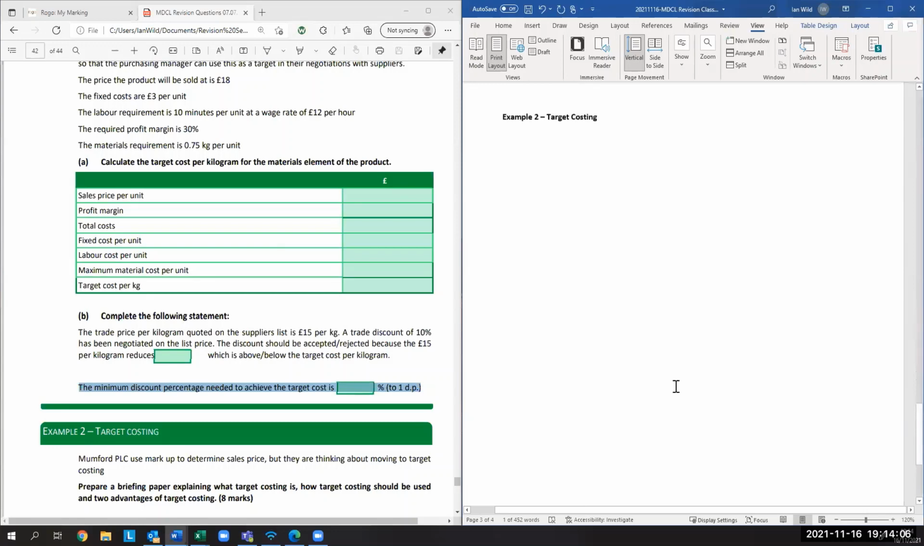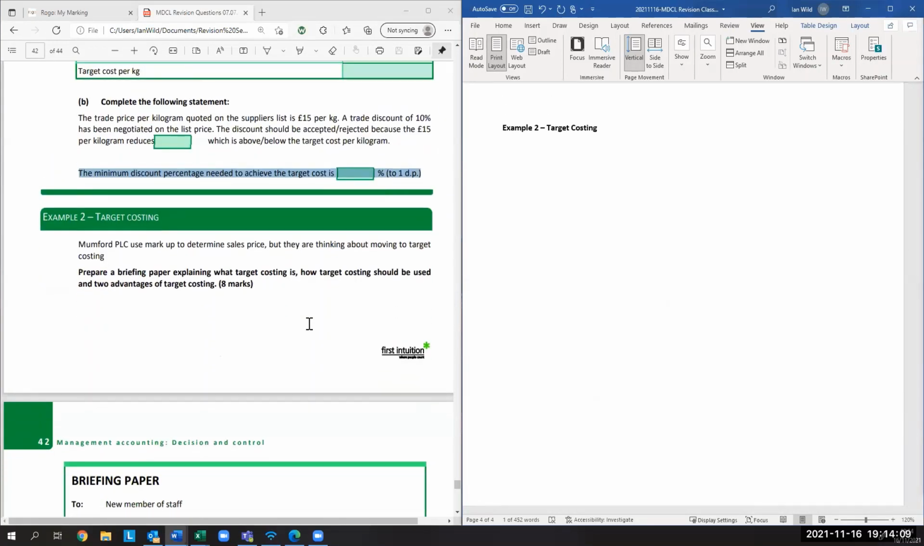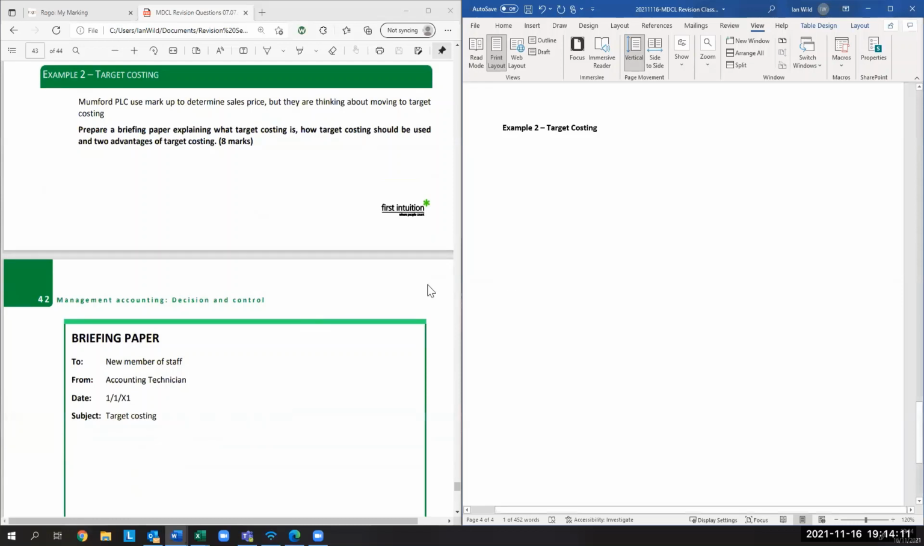Okay, so the next bit then. Mumford PLC uses markup to determine its sales price, but now they're thinking about moving to target costing. Prepare a briefing paper explaining what target costing is, how it should be used, and two advantages. We're looking for 8 marks, so really we're looking for 8 points in total.